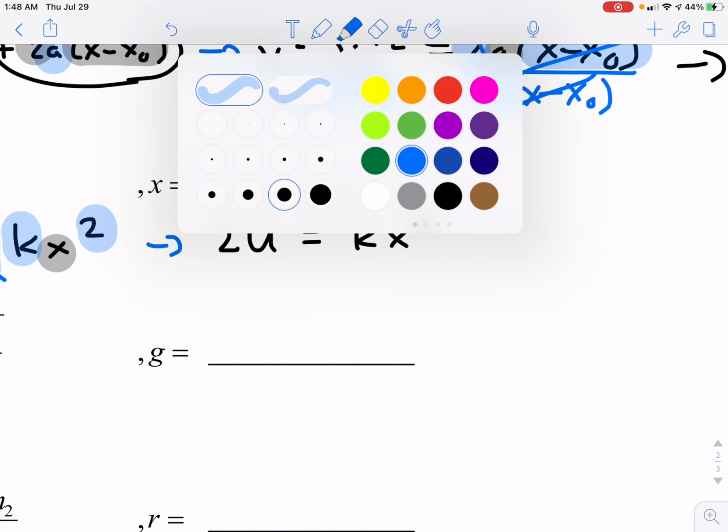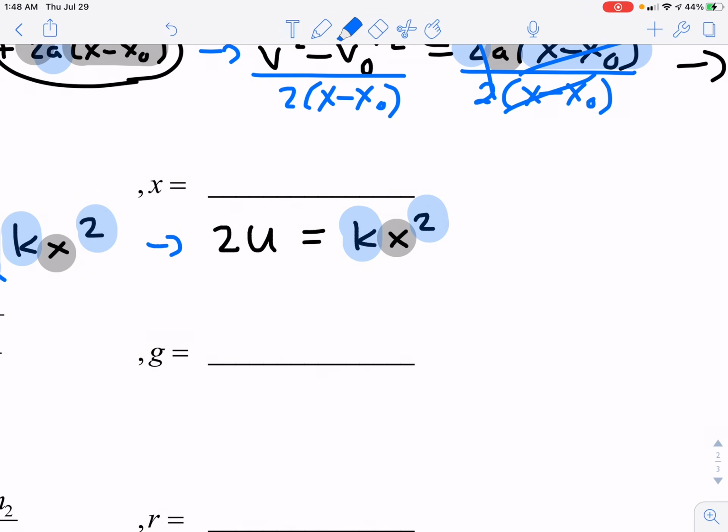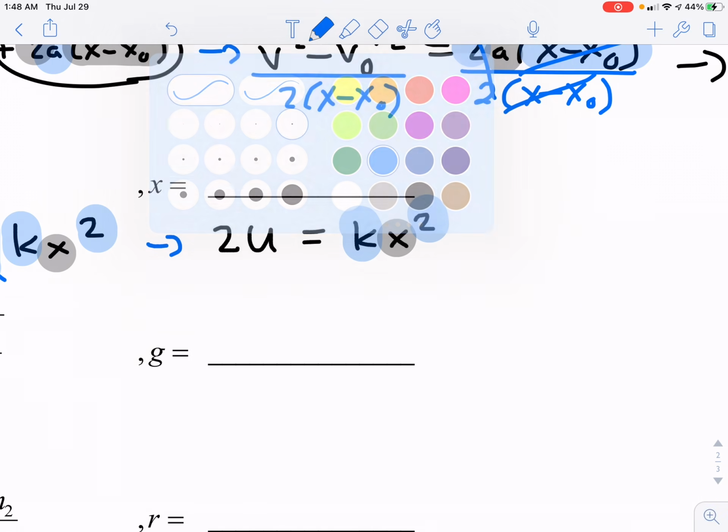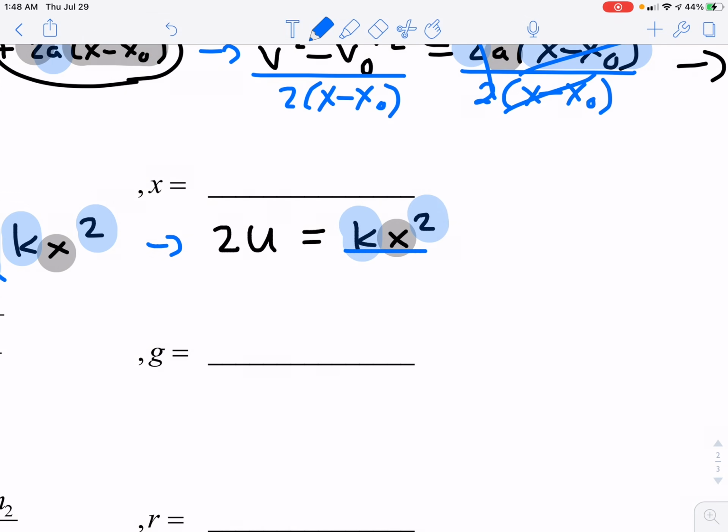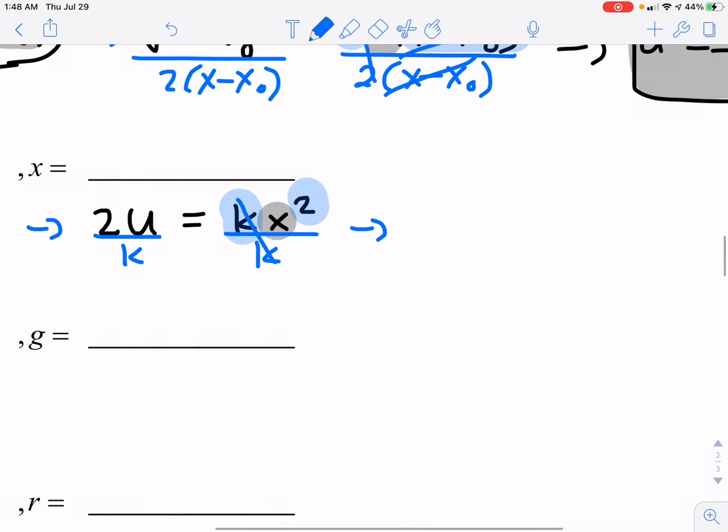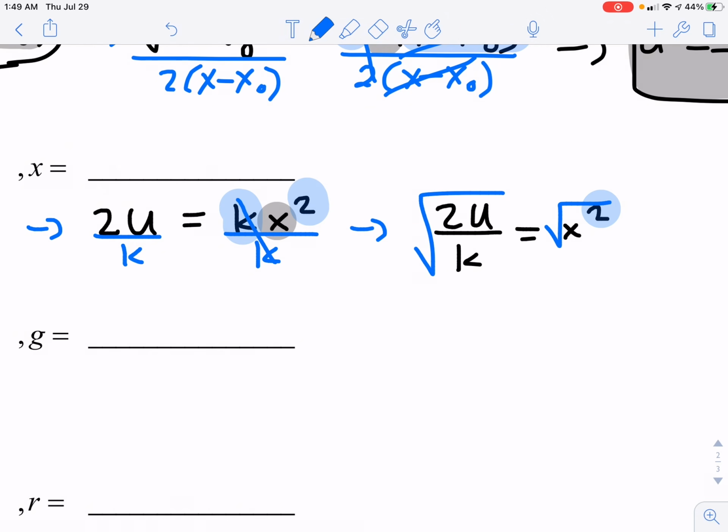Again, ladies and gentlemen, I'm trying to get x by itself, so I need to get rid of the k and the squared. Well, since we have k times x squared, all I have to do is divide away the k. And the k cancels. Again, rewriting this, we get 2 times u over k equals x squared. I'm trying to get rid of the squared to get x by itself. The opposite of a square is a square root. So I'm going to square root both sides, just like this.